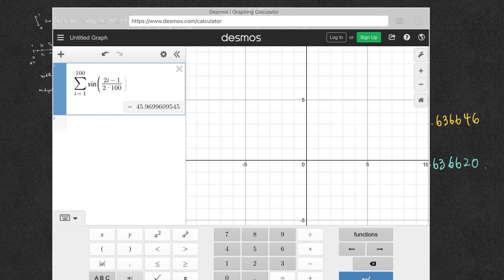Don't forget that we still have pi. And then we take this and multiply by 1 over n, but n being 100. And so we get 0.636646. For n equals 1000, we simply replace 100 with 1000.